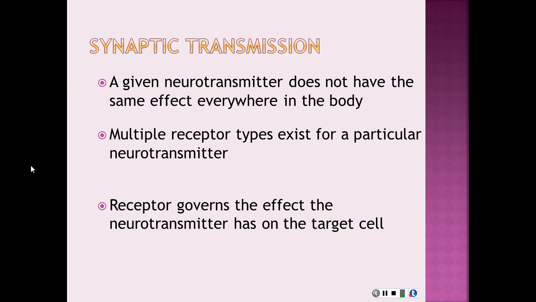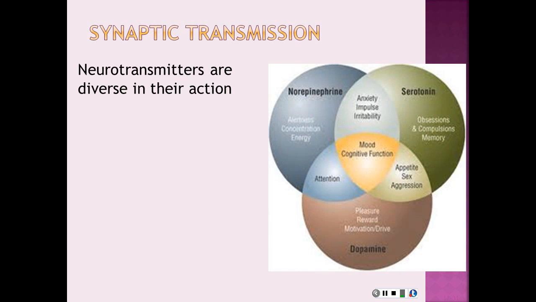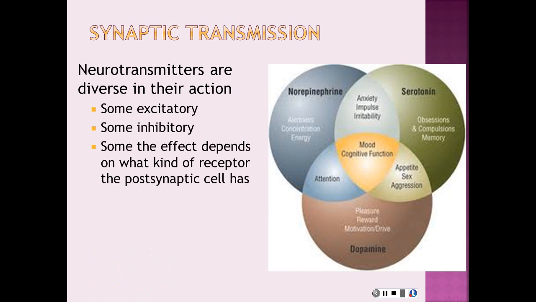Now, a given neurotransmitter does not have the same effect everywhere in the body. Multiple receptor types exist for a particular neurotransmitter. For example, we have 14 receptor types for serotonin. A receptor governs the effect the neurotransmitter has on that particular cell. Neurotransmitters are diverse in their action. Some are excitatory, some inhibitory, and for some the effect depends on what kind of receptor the postsynaptic cell has.